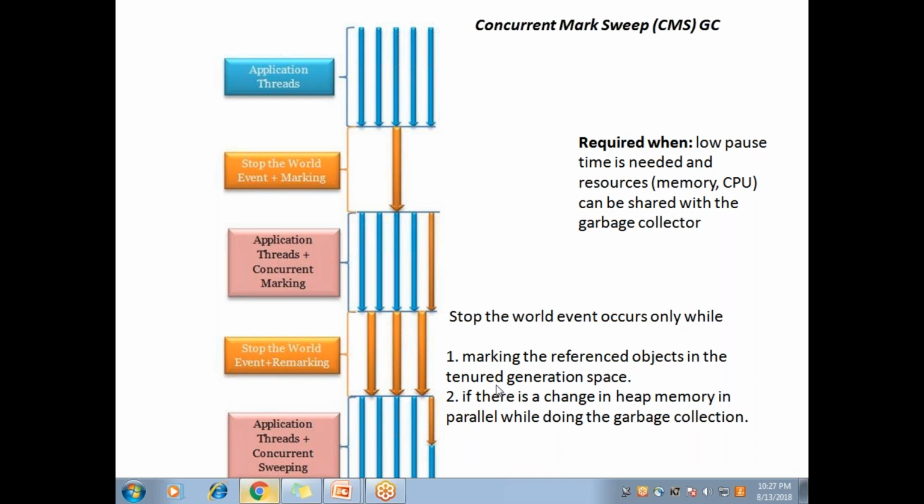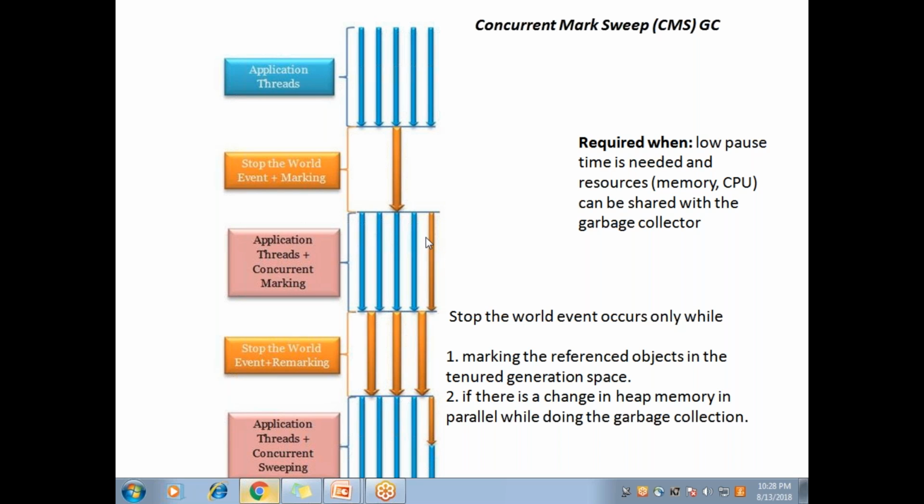Marking the reference objects in the old generation space is done, and only then does the stop the world event happen, if there is a change in the heap memory in parallel while doing the garbage collection. Both happening parallelly, then only the stop the world event happens. Otherwise, concurrently it is marking as well as sweeping the objects. Are we clear?